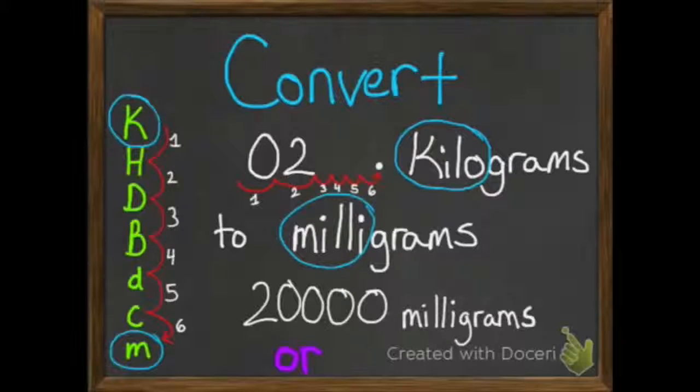20,000 milligrams. Or if we wanted to write that in scientific notation, we would start with our decimal point at the end and move it back until we get a number between 1 and 10. So we'd move it back from the 0, 1, 2, 3, 4. We'd put the decimal point between the 2 and the 0, which would give us 2 times 10 to the 4th milligrams. If you are still having some trouble with scientific notation, you can go back and check some previous videos.